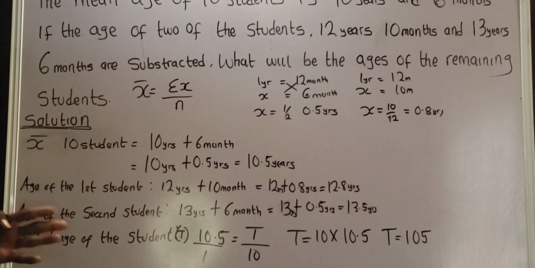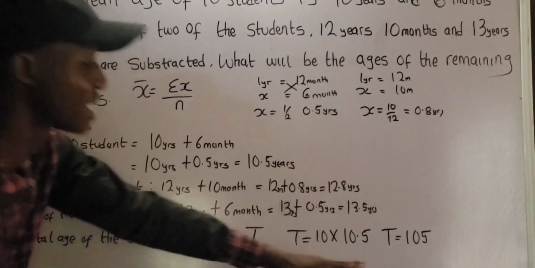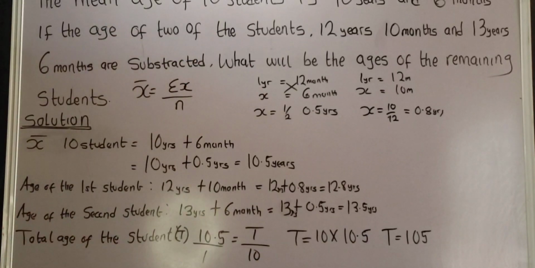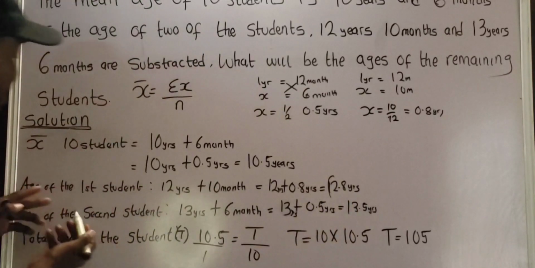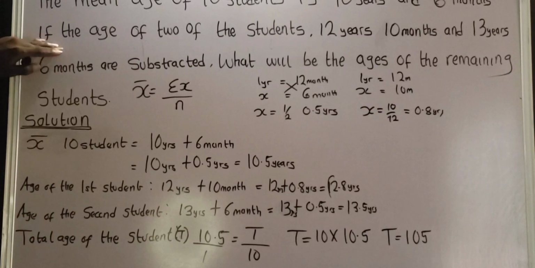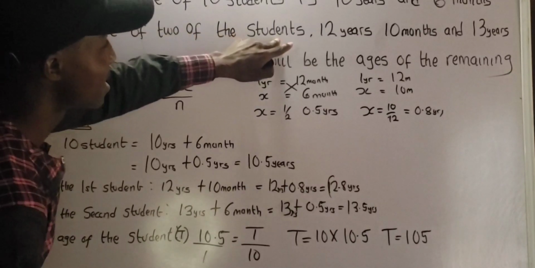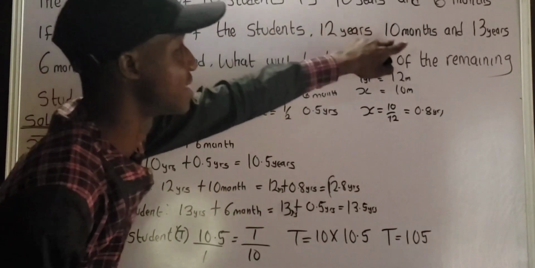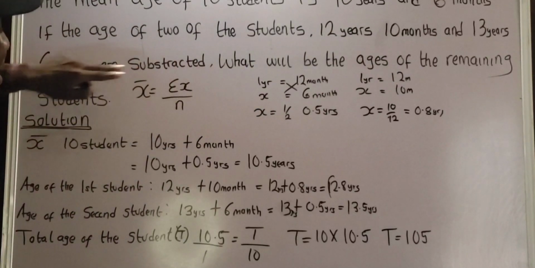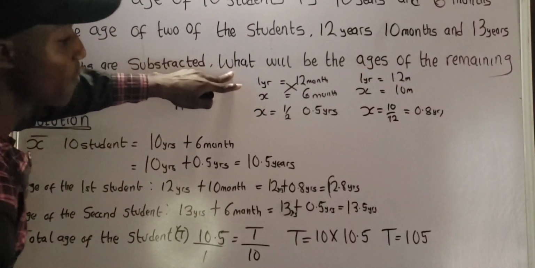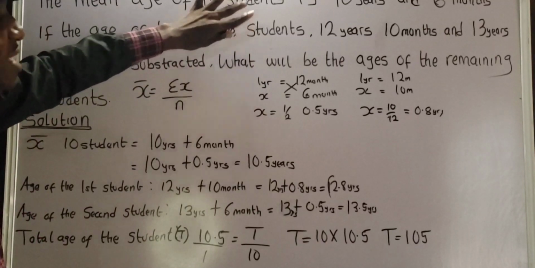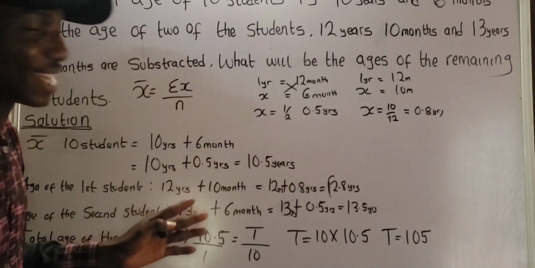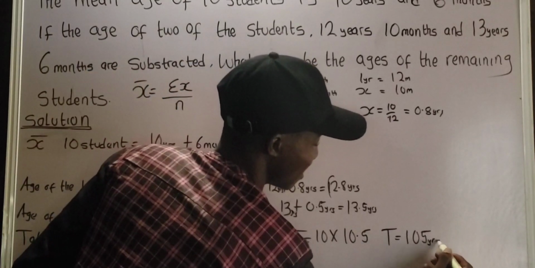Now, having gotten the total age of the students as 105, the next step is that we have to find the sum of the ages of the two students that was given. Don't forget that the ages of these two students are 12 years and 10 months and 13 years and 6 months. We first have to find the sum of these two ages, then subtract it from the total. I think you understand.